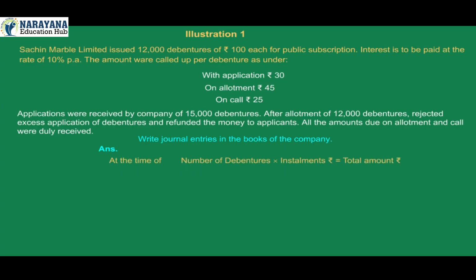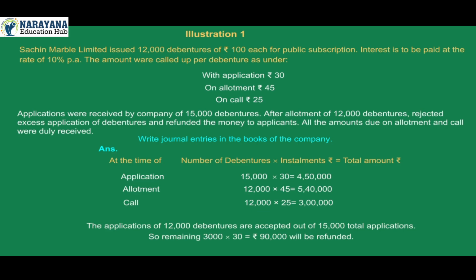Answer. Number of debentures into installment is equal to total amount. Application: 15,000 into 30 is equal to 4,50,000. Allotment: 12,000 into 45 is equal to 5,40,000. Call: 12,000 into 25 is equal to 3 lakh. The applications for 12,000 debentures are accepted out of 15,000 total applications. So the remaining 3,000 into 30 is equal to rupees 90,000 will be refunded.